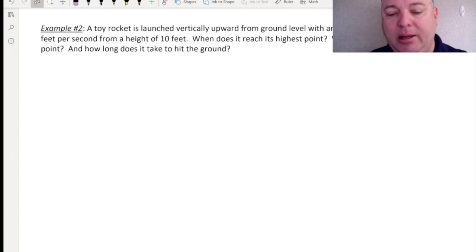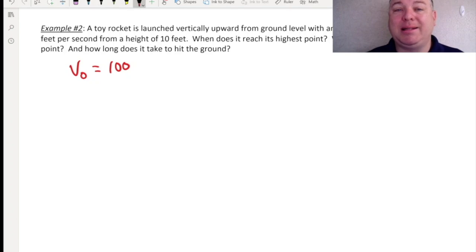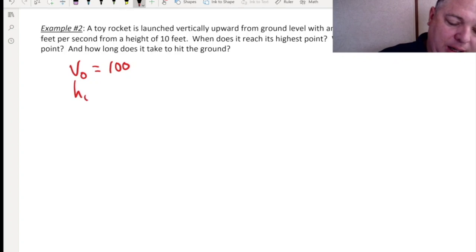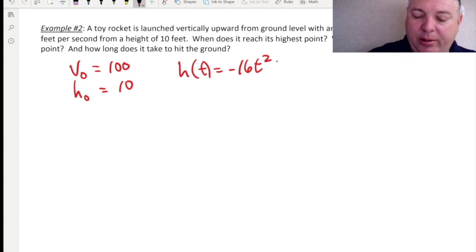Let's identify the different parameters. We have an initial velocity given of 100 feet per second. So our v sub 0 is 100. The starting height is 10 feet. So h sub 0 is 10. The height as a function of time is negative 16t squared plus 100t plus 10.